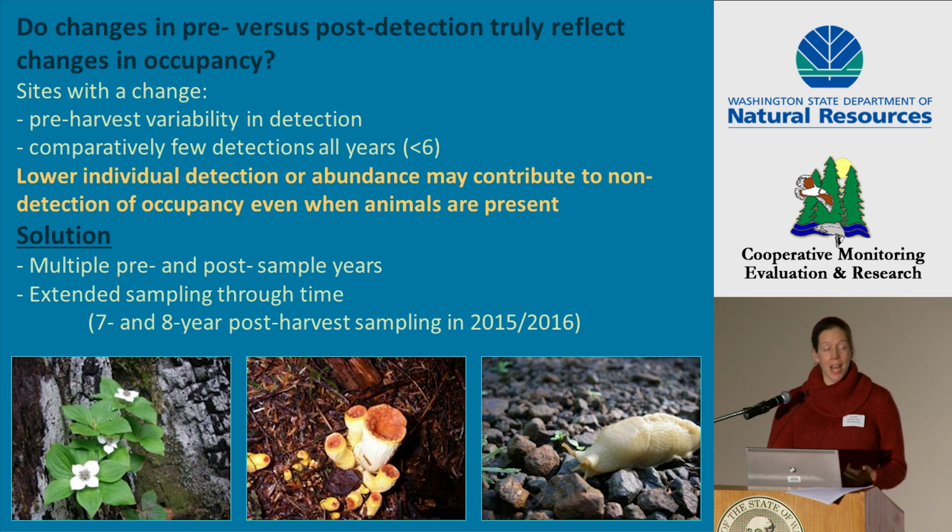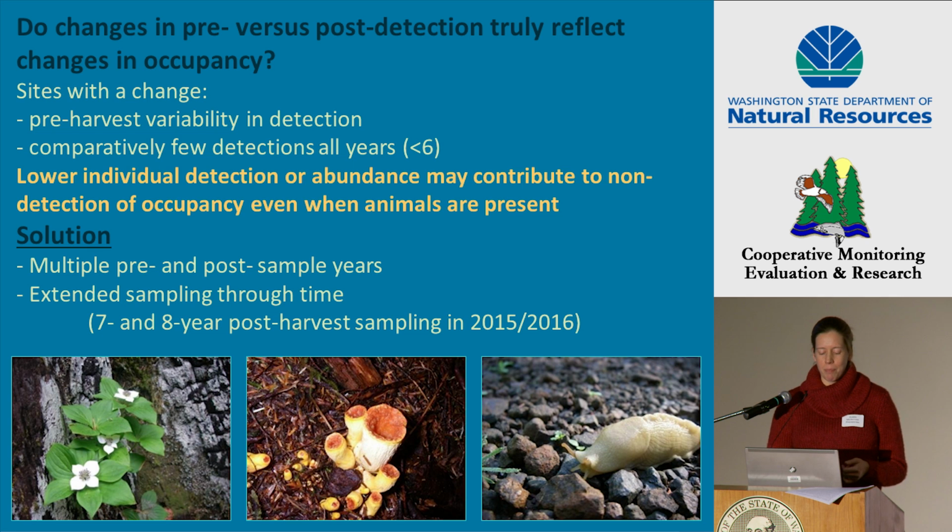So lower individual detection or abundance may contribute to non-detection of occupancy even when animals are present. So we hesitate to say that, though at some sites we did not detect the species in the pre or post-harvest period, they truly were not there, even though we feel like we very rigorously sampled for the animals. Our solution, one, is to do multiple pre and post-harvest sample years. In several instances, if we would have only done a single year of pre-treatment sampling, we would not have detected species where they did occur in the pre-treatment period as well.